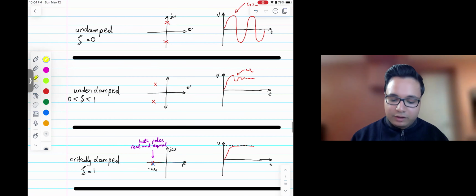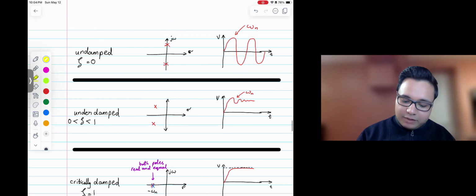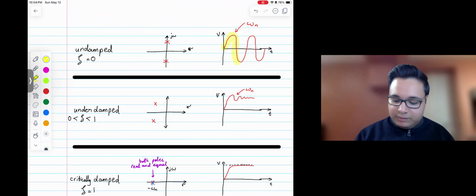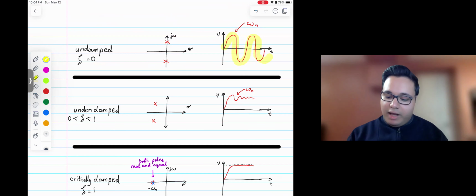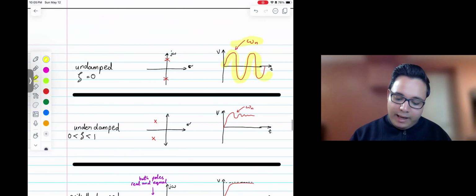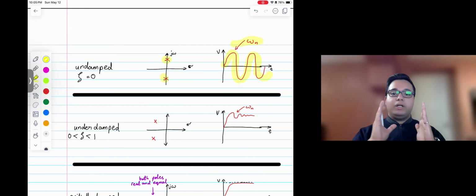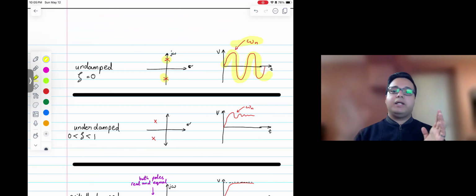So let's look at it in terms of the S-plane and time domain, right? So the undamped case, like I said, could look something like this, where you have a sine wave, and this would be omega n, the frequency of oscillation. In this case, the imaginary component is all that exists for the poles, and so you're going to get an oscillation that propagates till infinity.